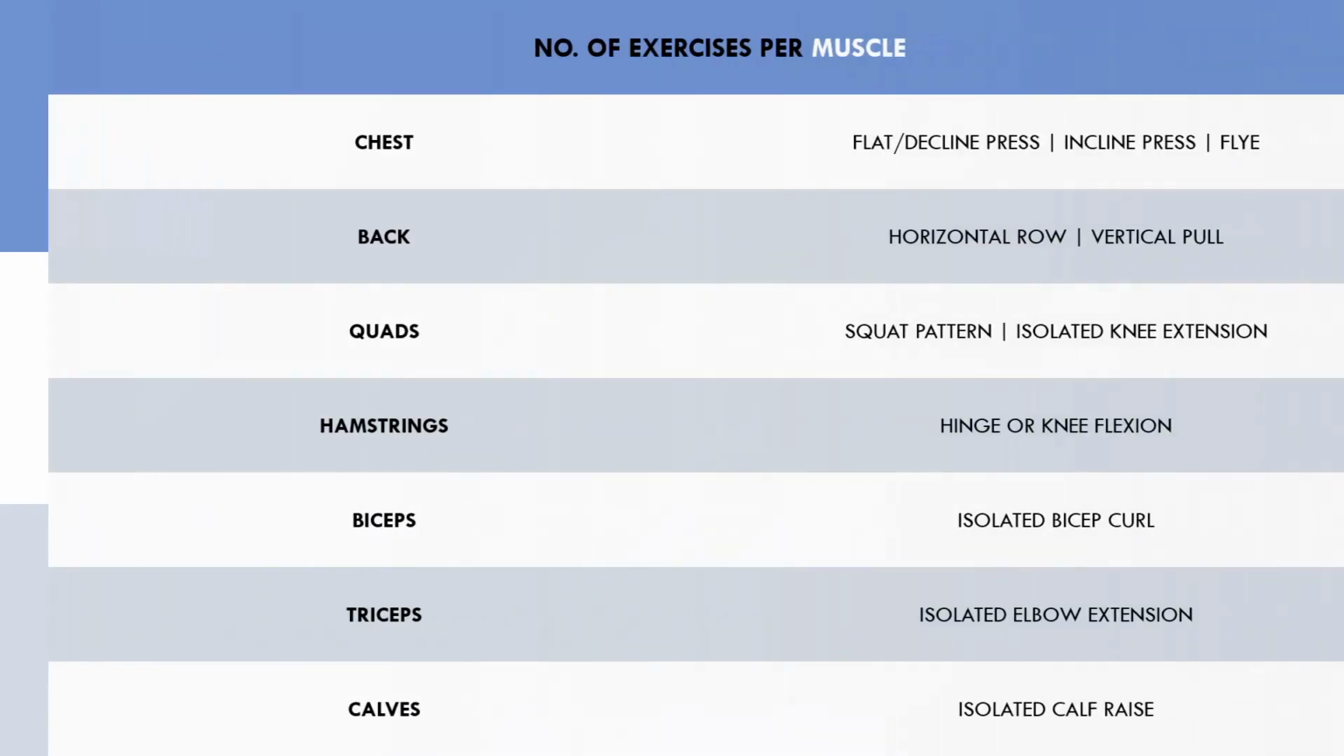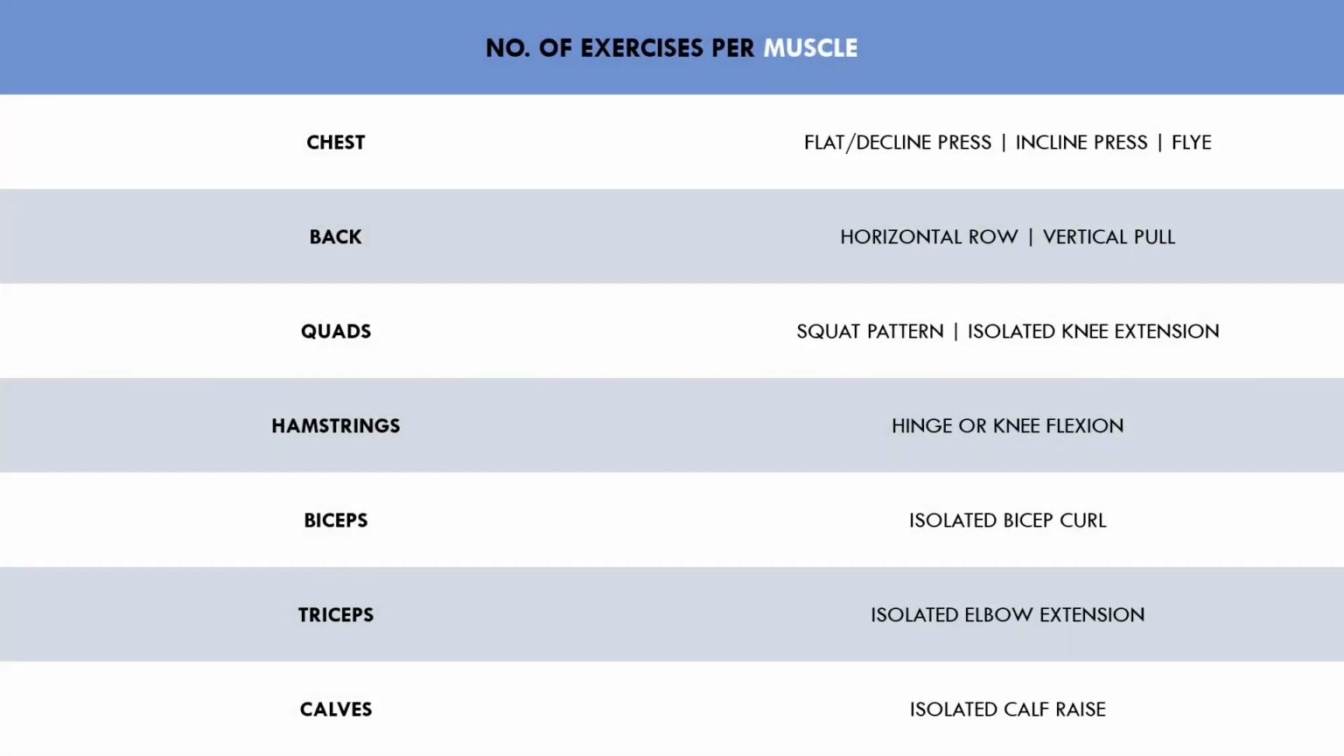Here are some general recommendations of how many exercises are required for the primary muscle groups to maximize muscle growth. As we can see here, the more complex muscles which have fibers traveling in different directions and perform multiple different movements can generally benefit from including more exercises.